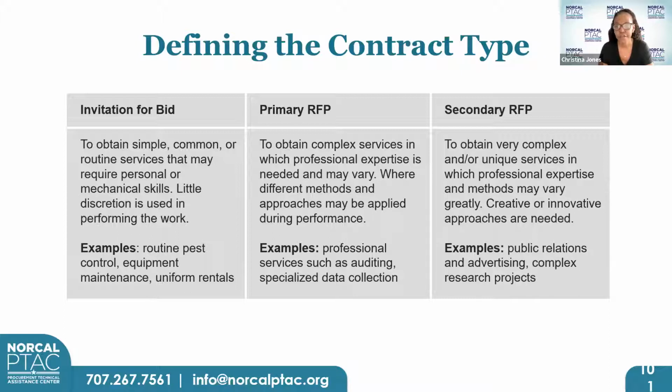Where a secondary RFP is very similar as far as how they would put it out for bid as well. But this is even more complex than a primary RFP, in that maybe they're looking for public relations for the entire state of California. Something that's very complex, maybe a very detailed research project, would be classified as a secondary RFP. Next slide, please.